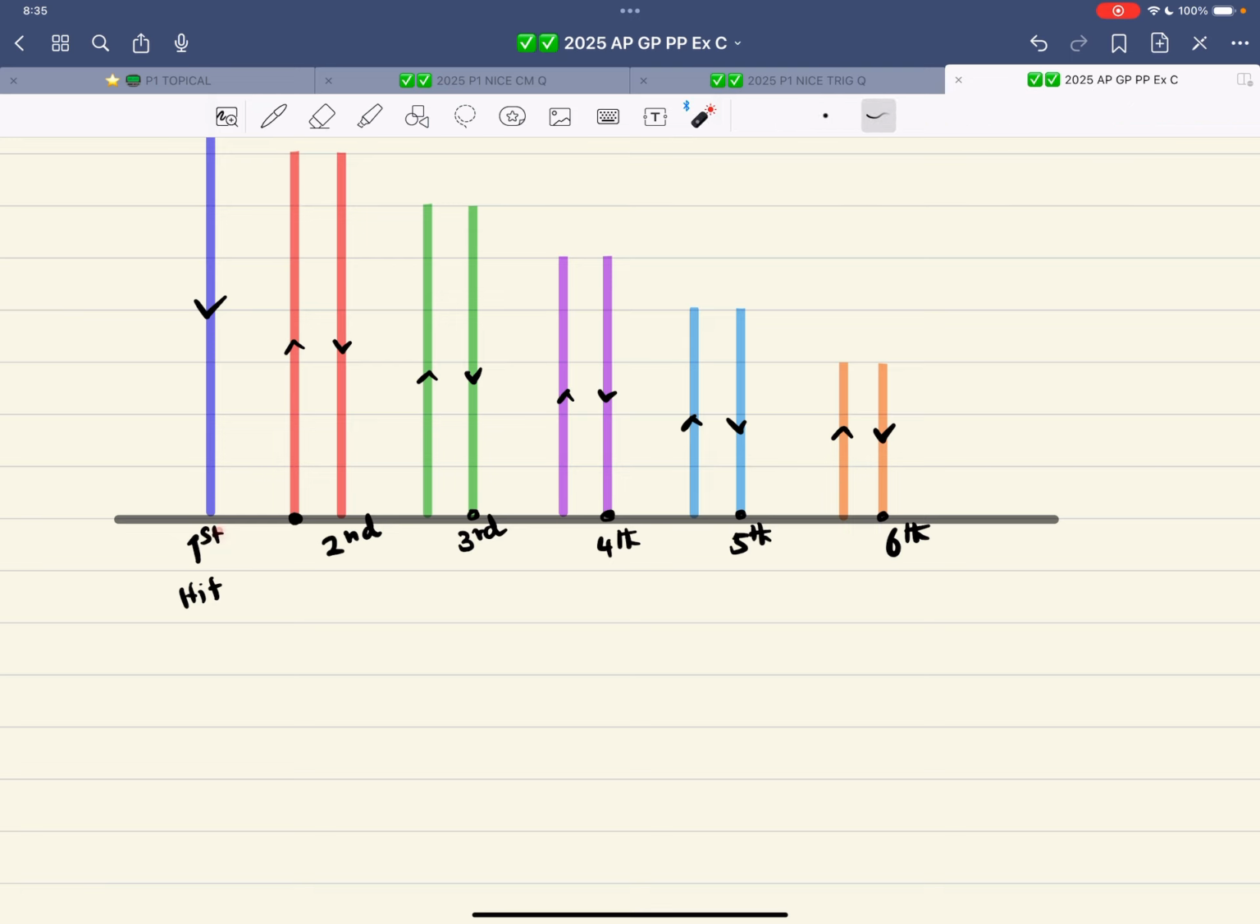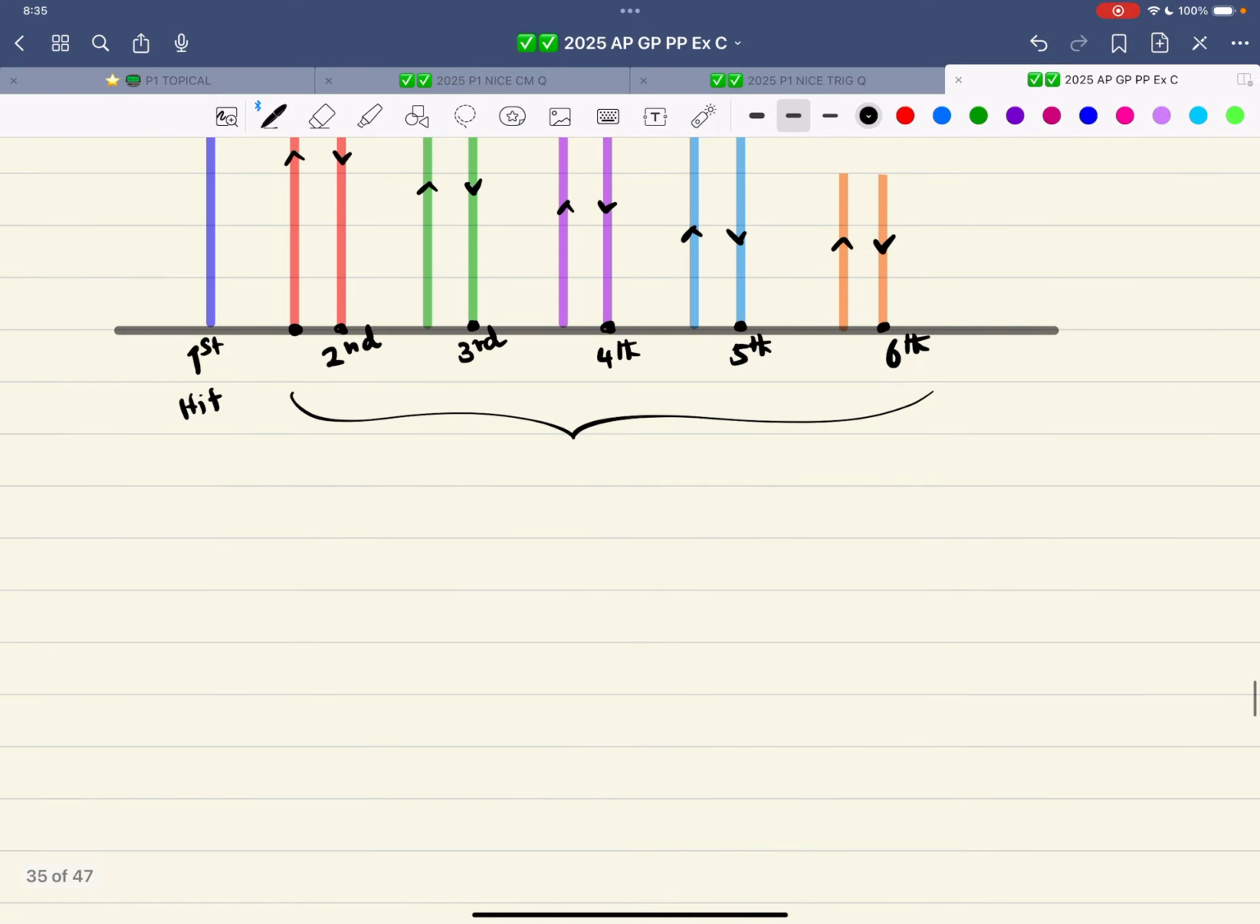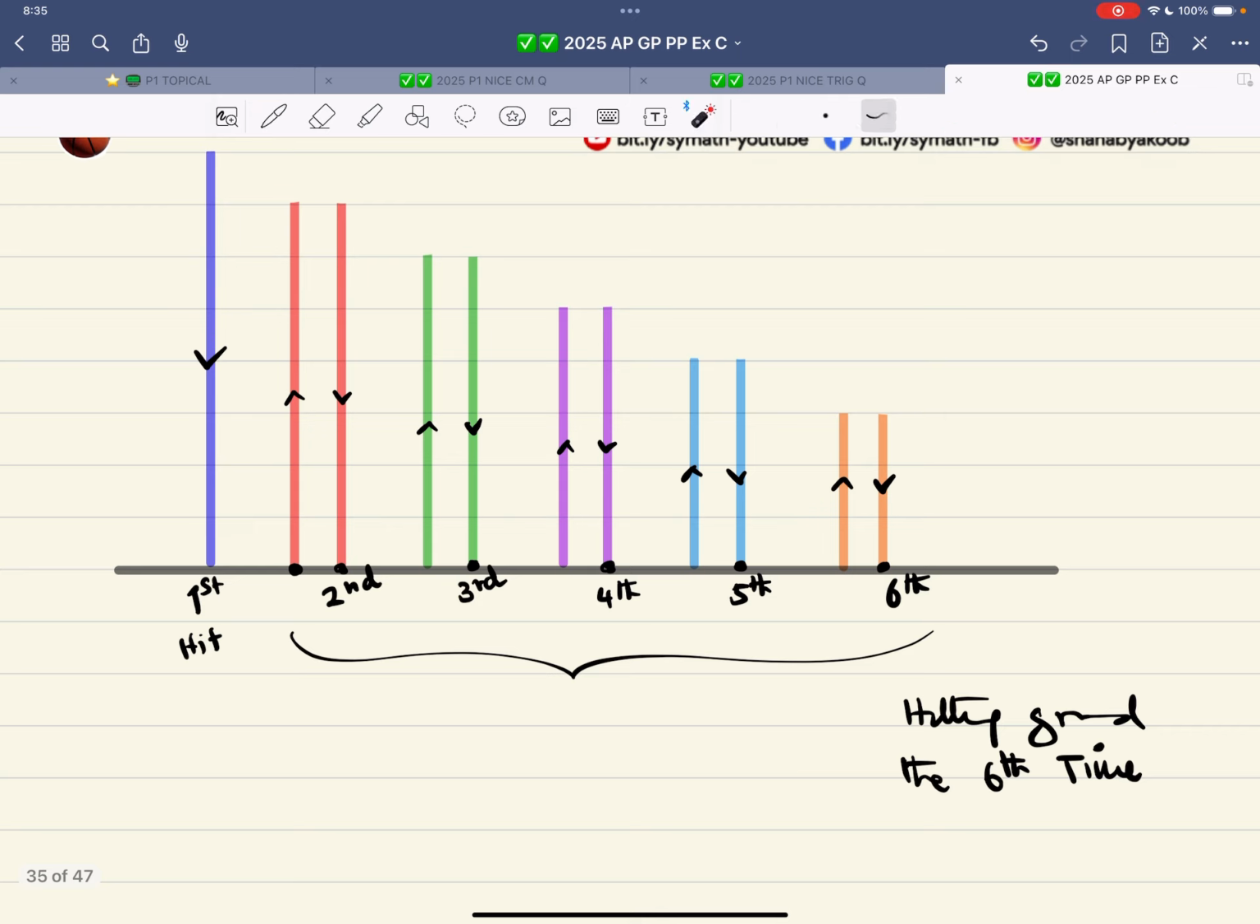This is the first hit, and then going up, and that is the second hit, third hit, fourth hit, fifth hit, and sixth hit. So in total 6 hits, hitting the ground the sixth time, and if I am talking about the distances covered, I am getting 5 pairs of these lines, and this one is separate. If they ask me to find the total distance covered from the moment it was released, I'll add up all these distances and add this thing at the end.